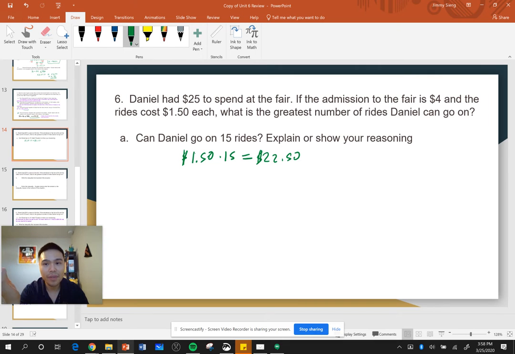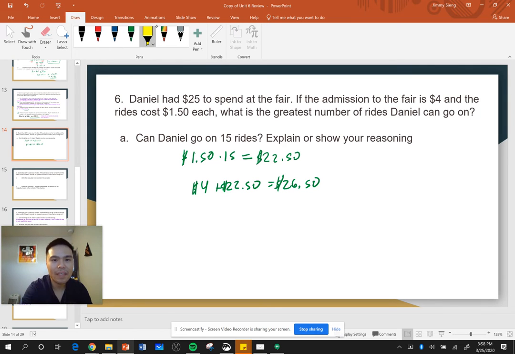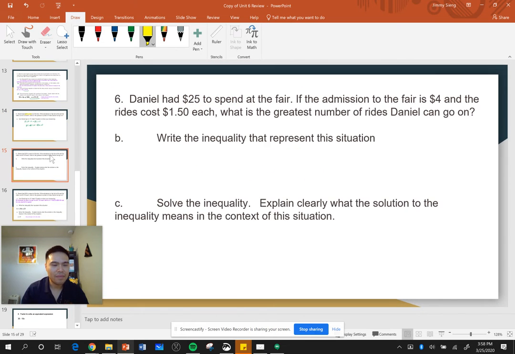So remember, we also need a fee, an admission fee. So we have here, the admission fee is $4 plus 15 rides. That's about $26.50. Can he get on the ride? Not at all, right? Because his maximum amount he can spend is $25, okay? If he goes over that, then tough luck. Can't go on 15 rides, or 15 Colossus rides, or 15 of those rides in Disneyland, Space Mountain, or something like that.